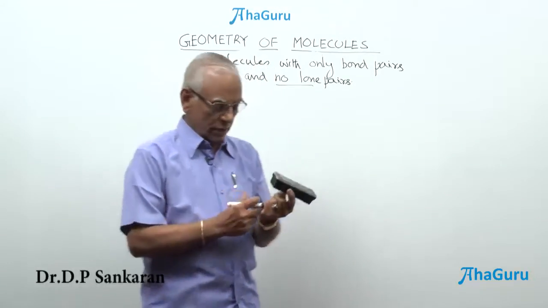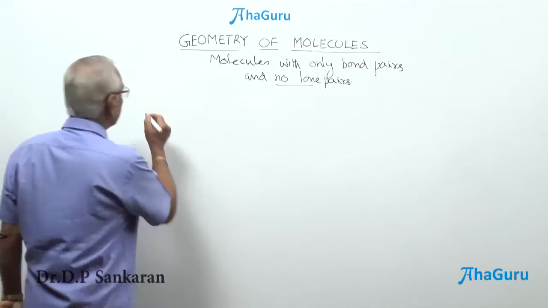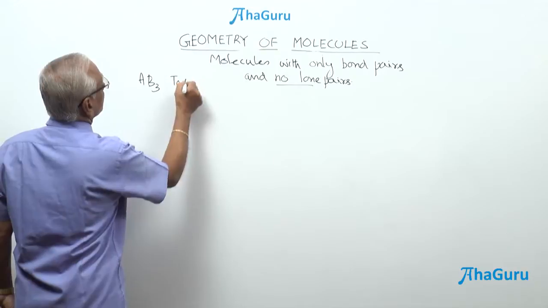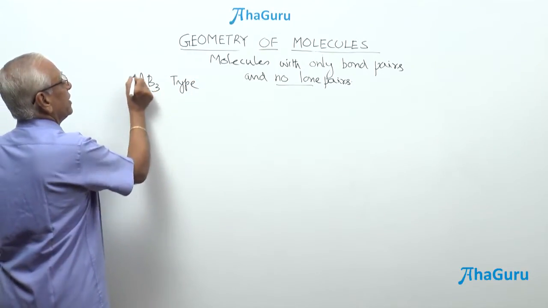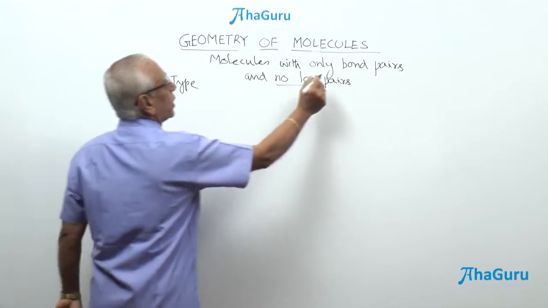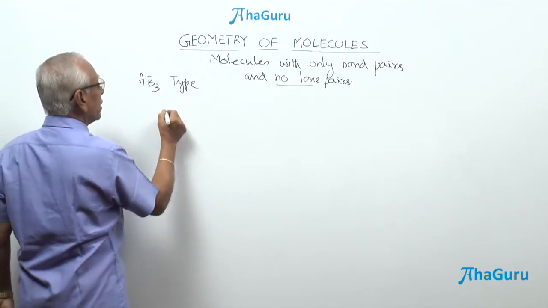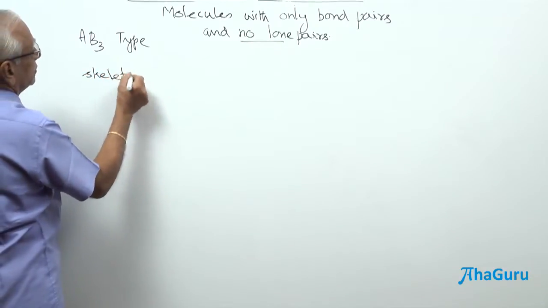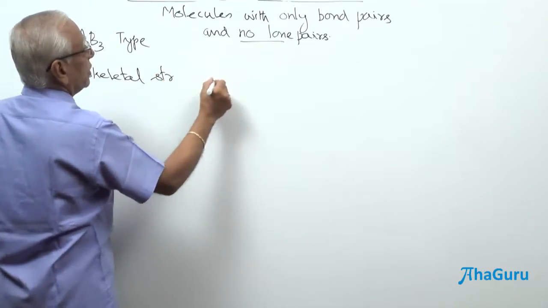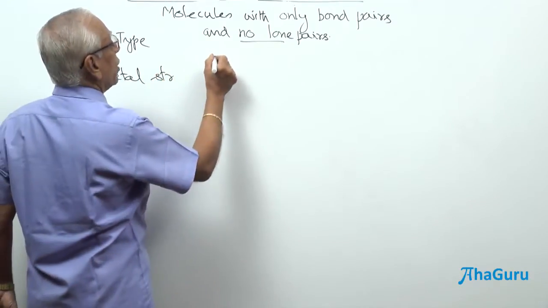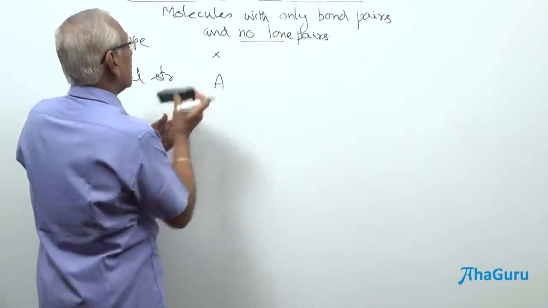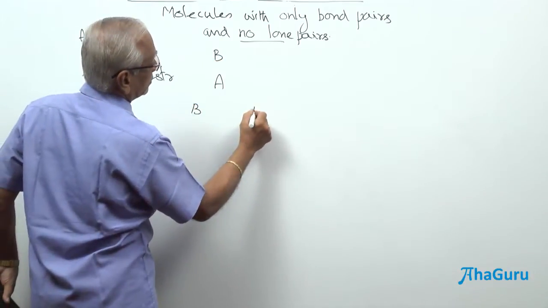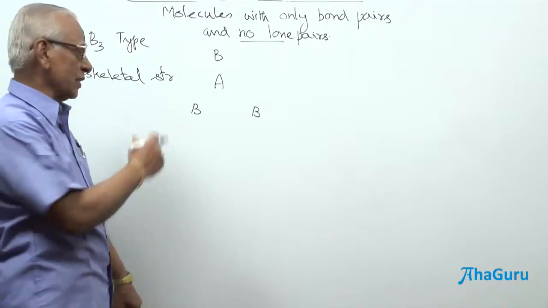Now we shall take up molecules belonging to AB3 type. Central atom is A and these are the neighbors, and only with bond pairs. If you want to draw the skeletal structure, A is a central element, and how would you distribute the neighbors so that they are as far away as possible? One can visualize even without drawing the structure.